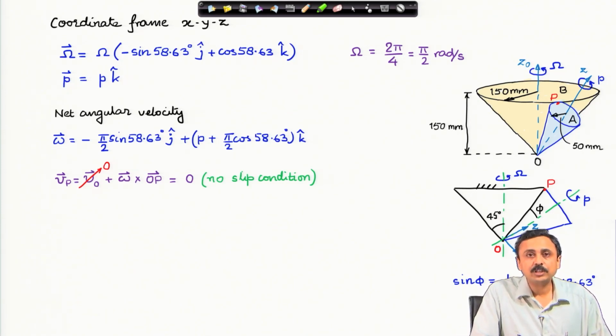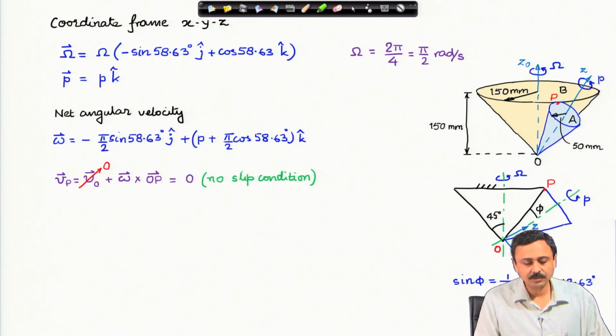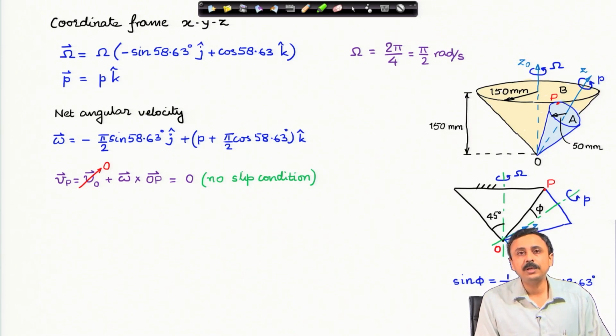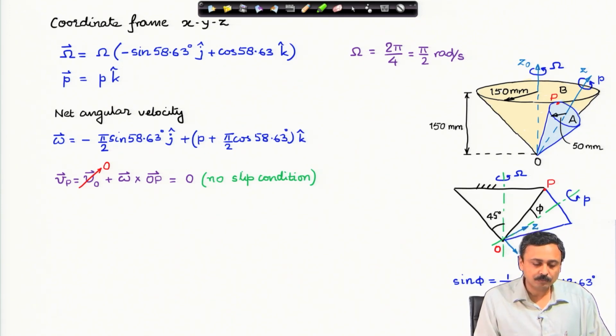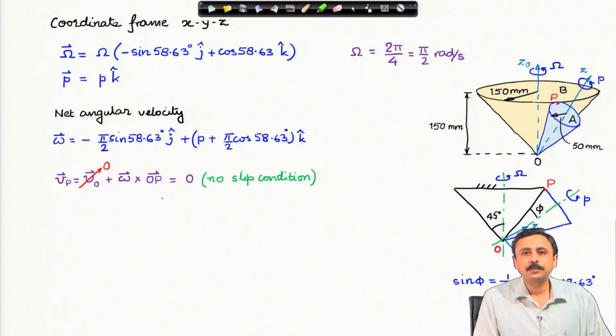Therefore, we are trying to express the no slip condition at P, no slip condition for cone A at P. P is a point belonging to cone A. Velocity of point P in terms of a convenient point, O, is a convenient point whose velocity I know is 0. Velocity of P is equal to velocity of O plus omega cross OP. There is no VREL because O and P belong to the same cone, cone A. Therefore, velocity of point P is equal to omega cross OP, and that must be 0. Velocity of O is already 0, therefore, omega cross OP must be 0. This is the no slip condition.